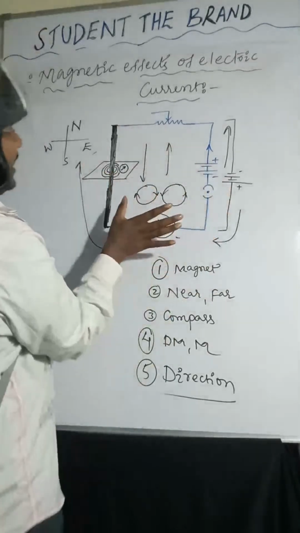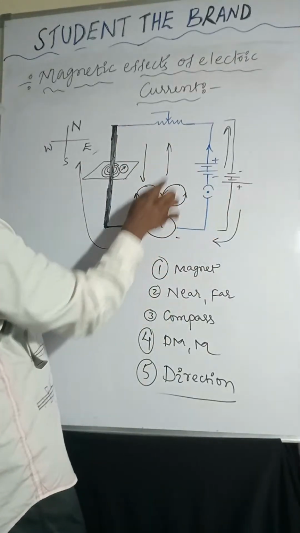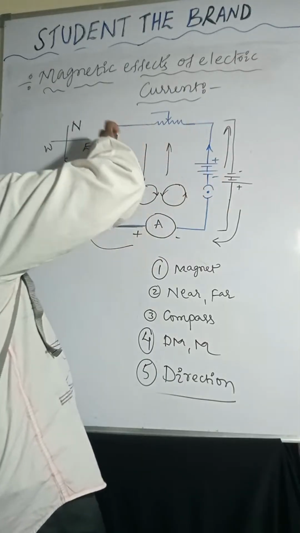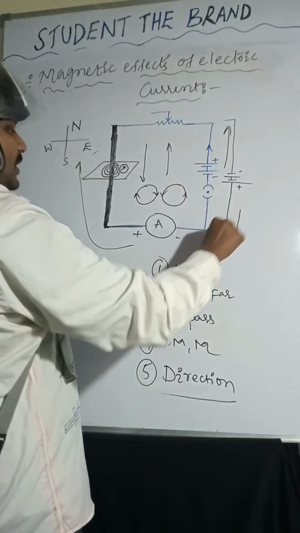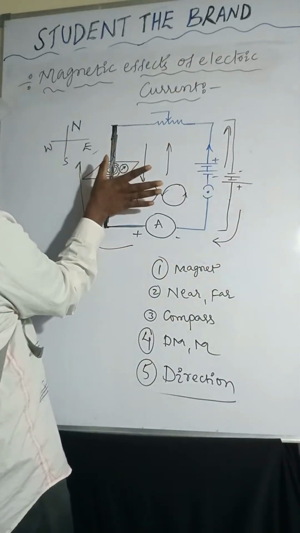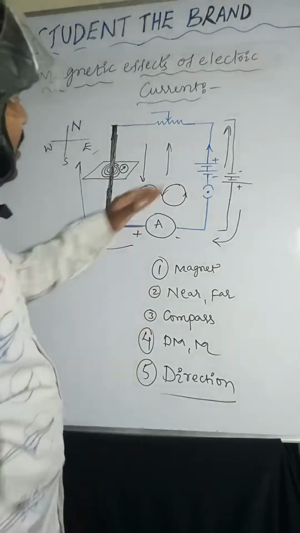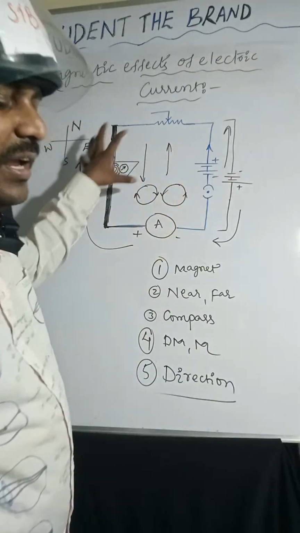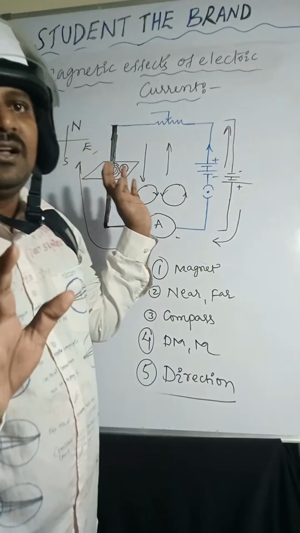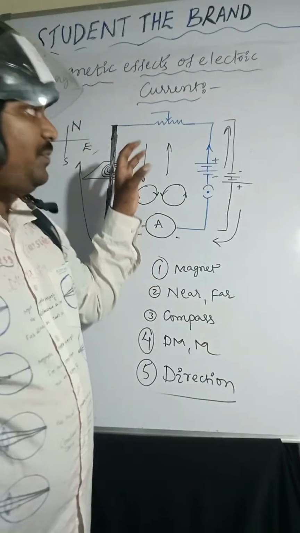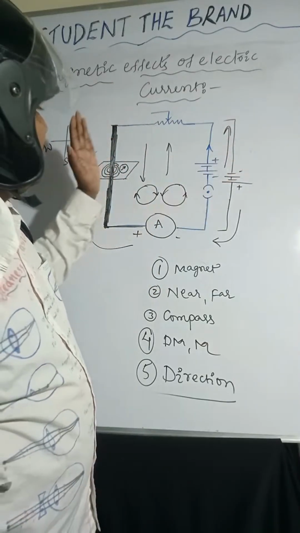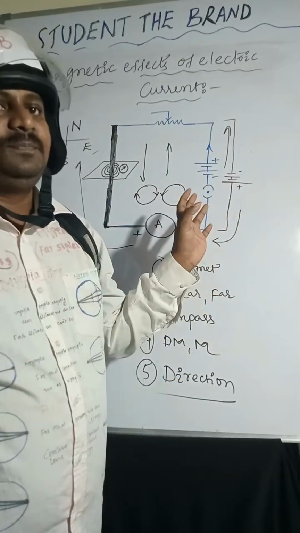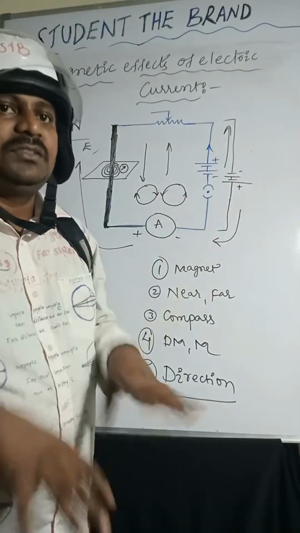Okay. So if you take this one, if the current is moving downward, then the direction is clockwise. If you take this one, the current is moving upward, the direction is anti-clockwise. So by changing the polarities of the battery, the magnetic field also changes. Understood or not? Very clear? If you change the polarities of the battery, the magnetic field direction also changes. That is what I am trying to say till now.